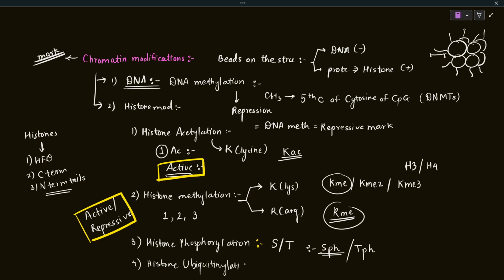Histone ubiquitinylation means addition of a ubiquitin group. The way we add the methyl group or the acetyl group on the histones, we can add a ubiquitin group, which is a polypeptide of about 76 or 77 amino acids. I am not sure about this, so I'll write it in the comments. What's the exact number? So this is the moiety which is added, and that is why it is known as histone ubiquitinylation.